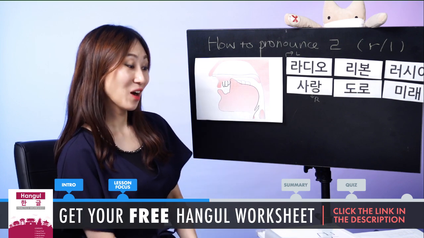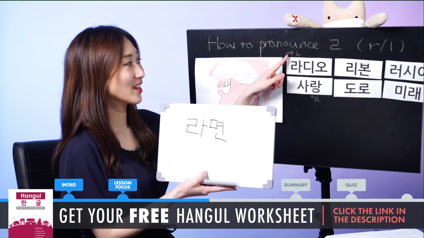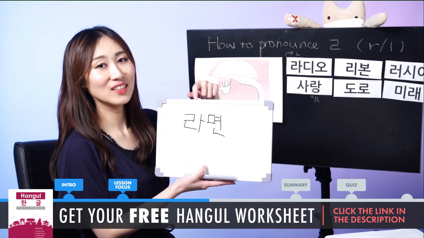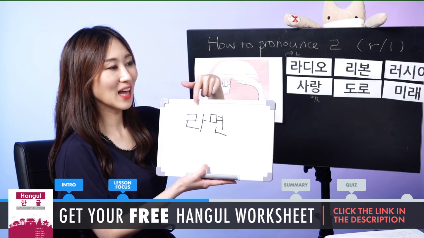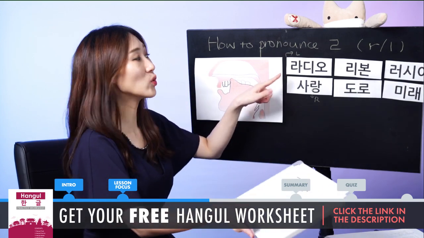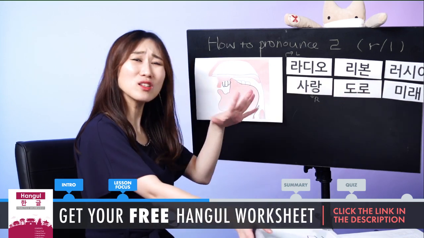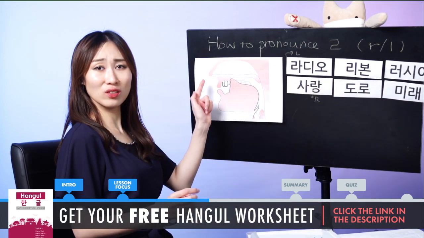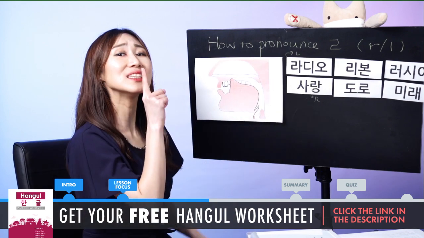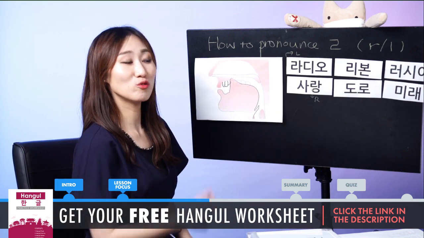How about ramen? Ramen is more like an L sound. 라면, it's not like ramen. 라면 is more like L. When it starts with the real sound, radio, ribbon, Russia is similar to L, but again, put the tongue on the ridge of the roof of the mouth.